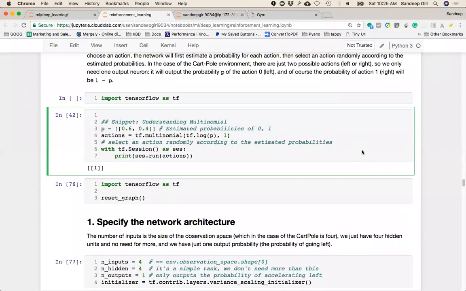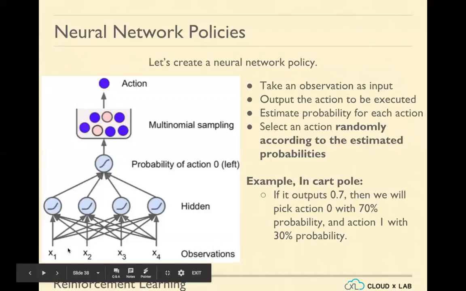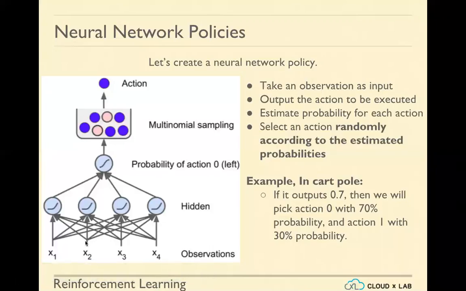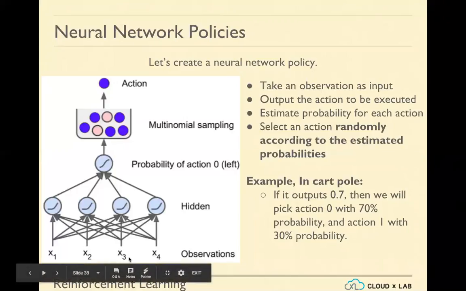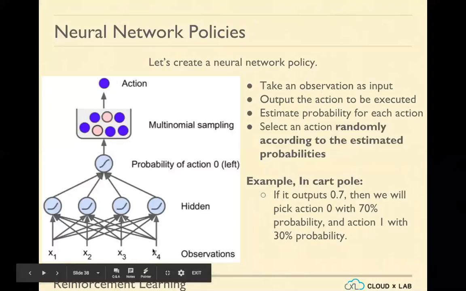So the inputs to the neural network are going to be the observations of the environment, right? So here, let me just show you this. Every time we make a step in the environment, x1 represents the position of the cart, x2 represents the velocity of the cart, x3 represents the angle of the pole, and x4 represents the angular velocity of the pole. This is the input to the neural network.